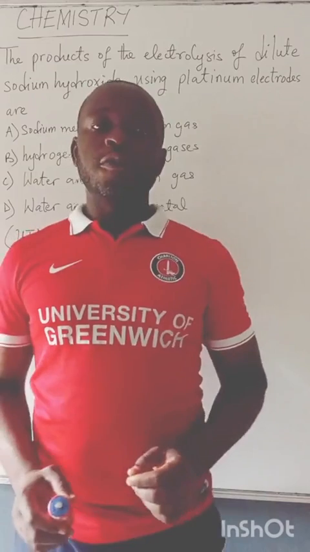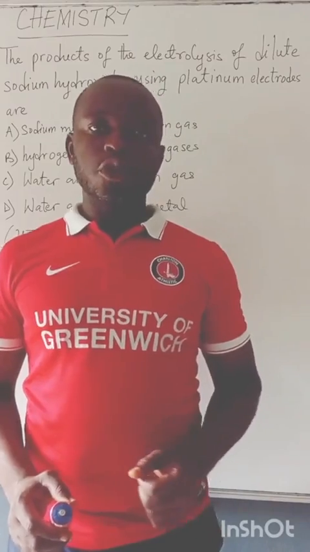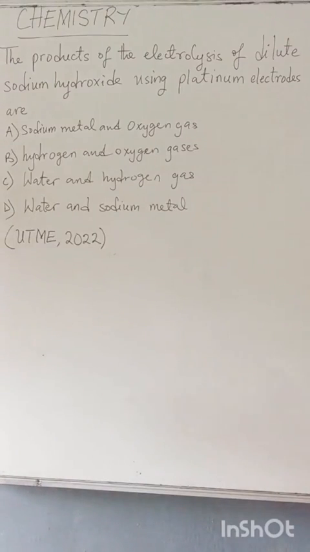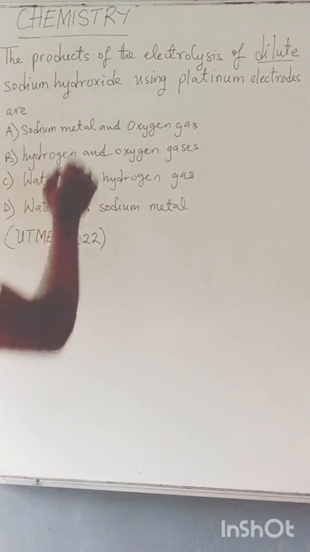We're about to solve a UTME problem 2022. The problem on the board is: the products of the electrolysis of dilute sodium hydroxide using platinum electrodes are, and some options are given to us. To solve this problem, you need to underline this word, dilute sodium hydroxide.